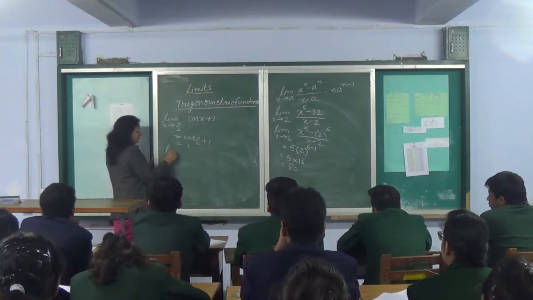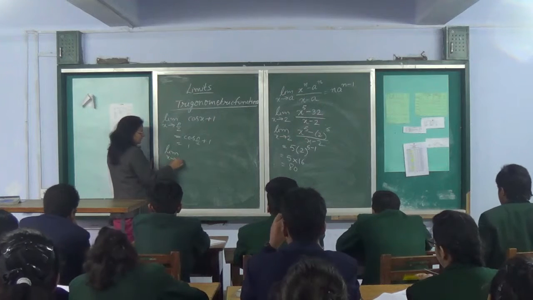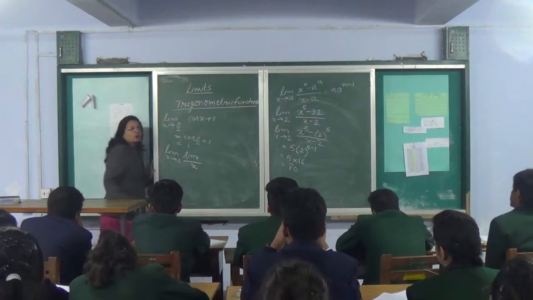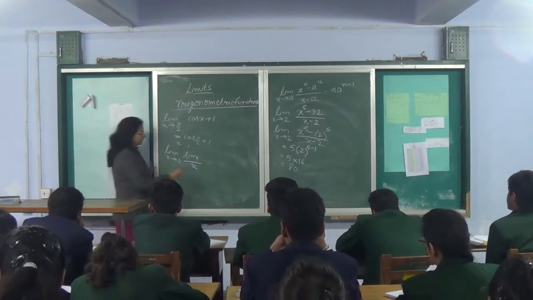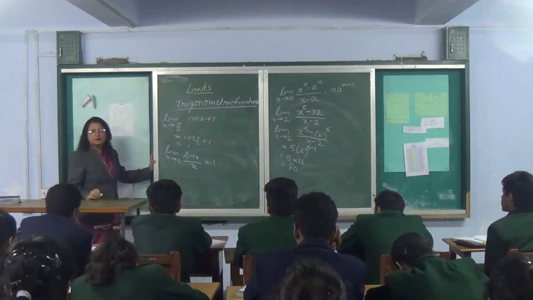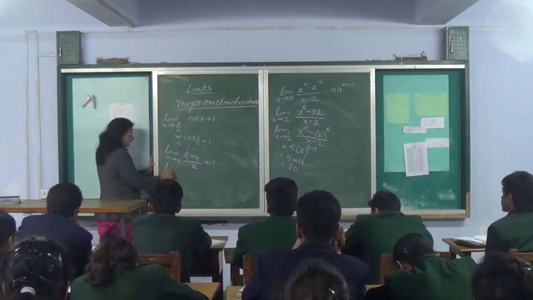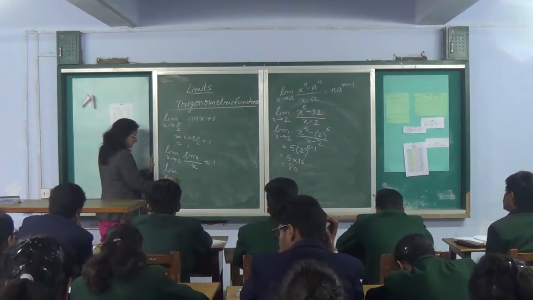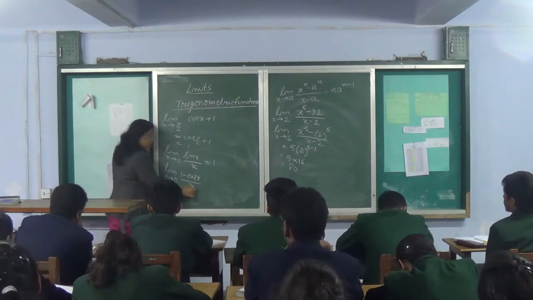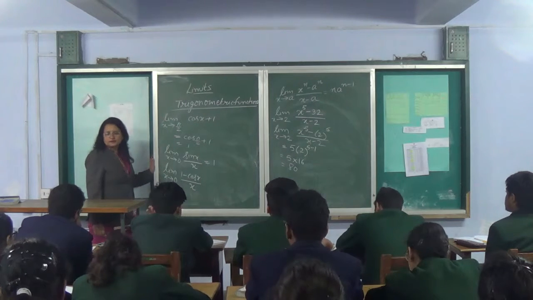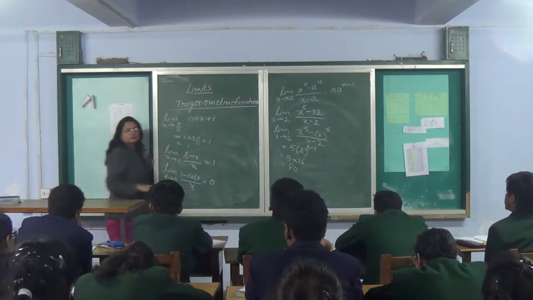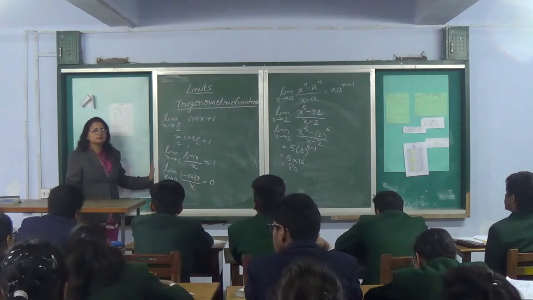One is limit x tending to 0 sin x upon x is 1. Right? And the other is limit x tending to 0 1 minus cos x upon x. Right? This result is... Okay?